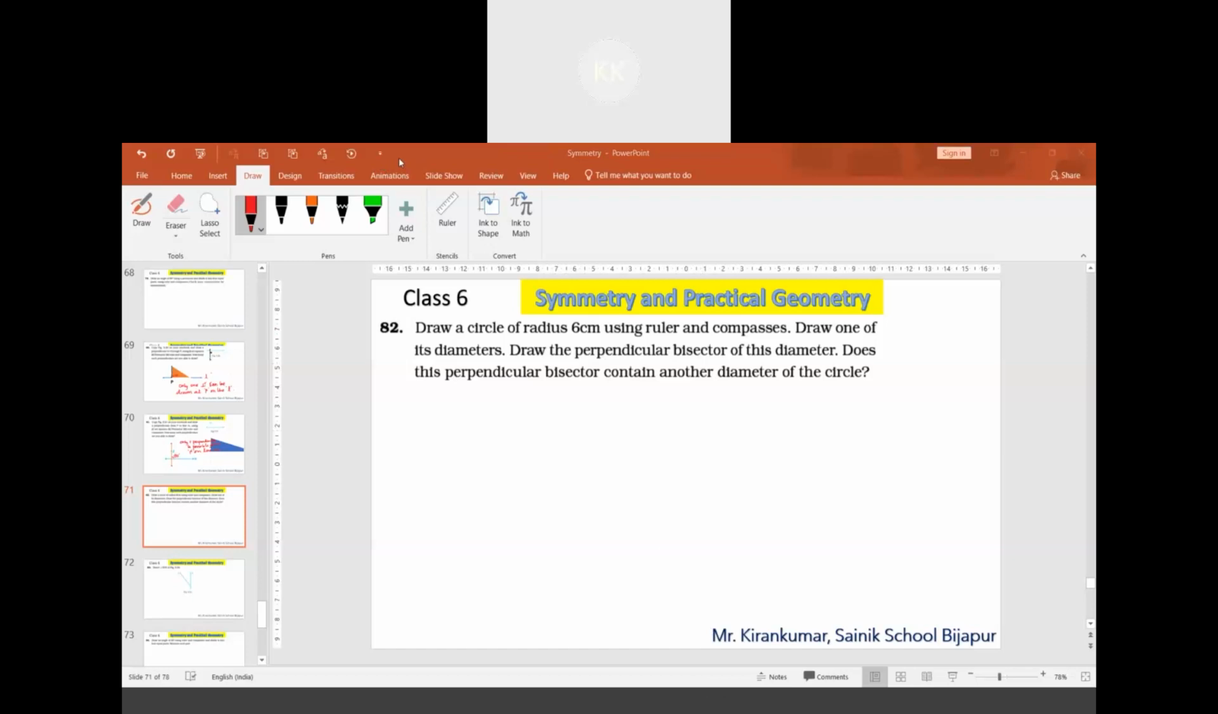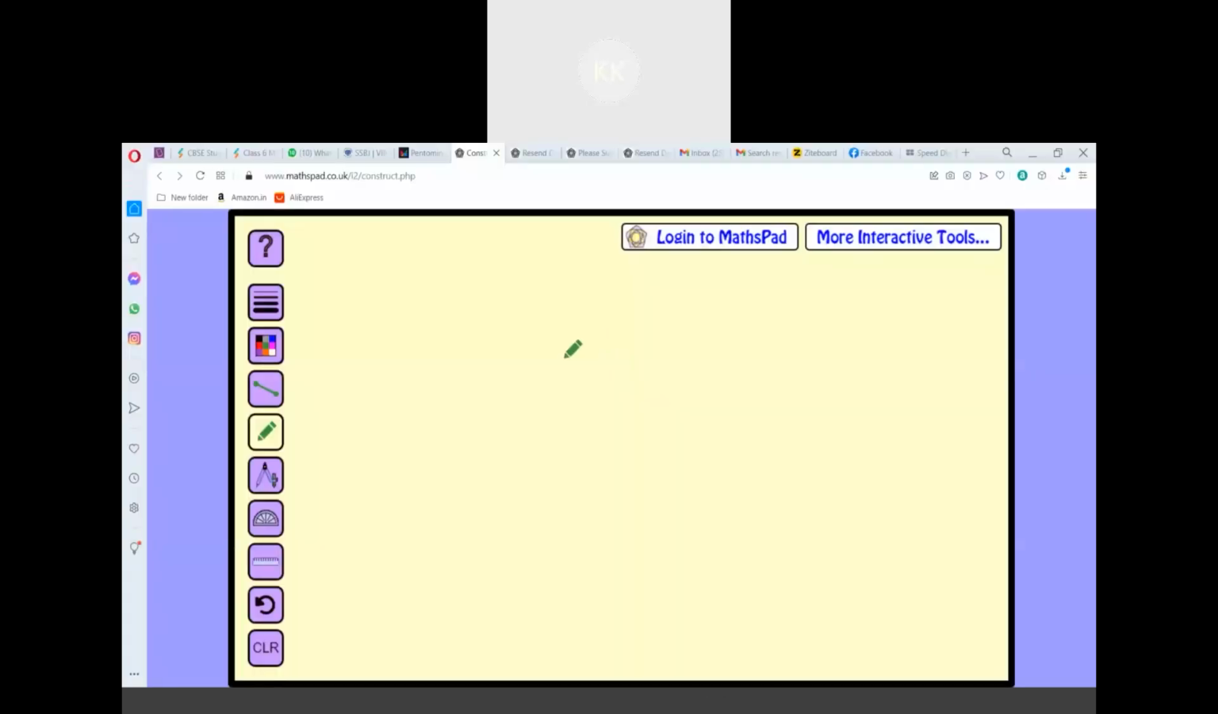Suppose if I make a circle here using compass, Sir, your presentation is gone. You are not able to see anything.